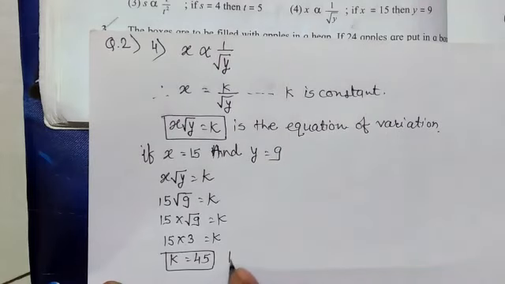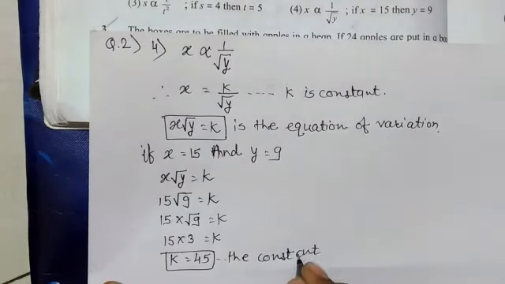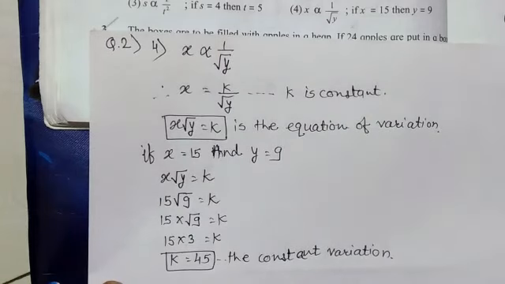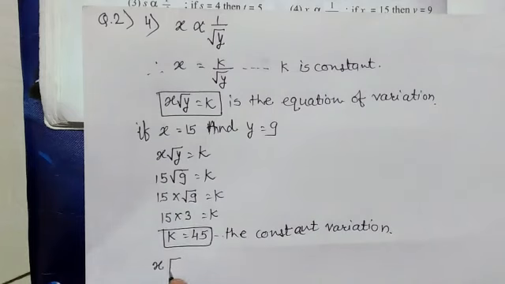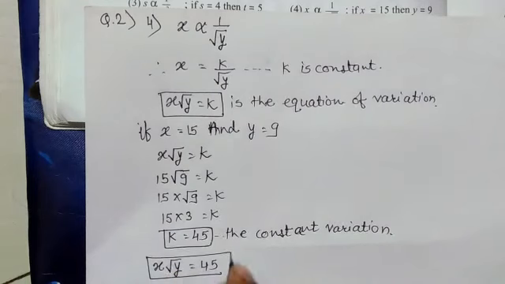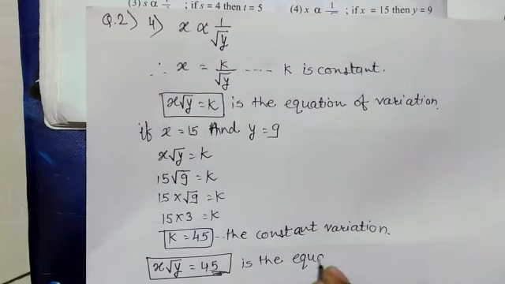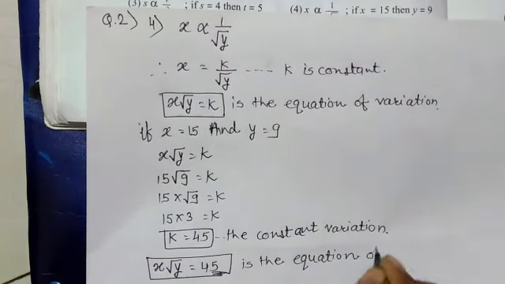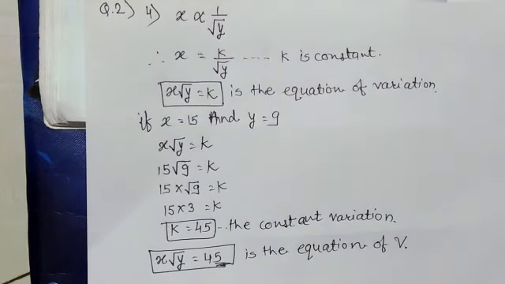This is the constant of variation. And what is the equation? Yes, x into the square root of y is equal to 45 is the equation of variation. Got it, students? If you want, you can take the screenshot and write it in your classwork notebook.